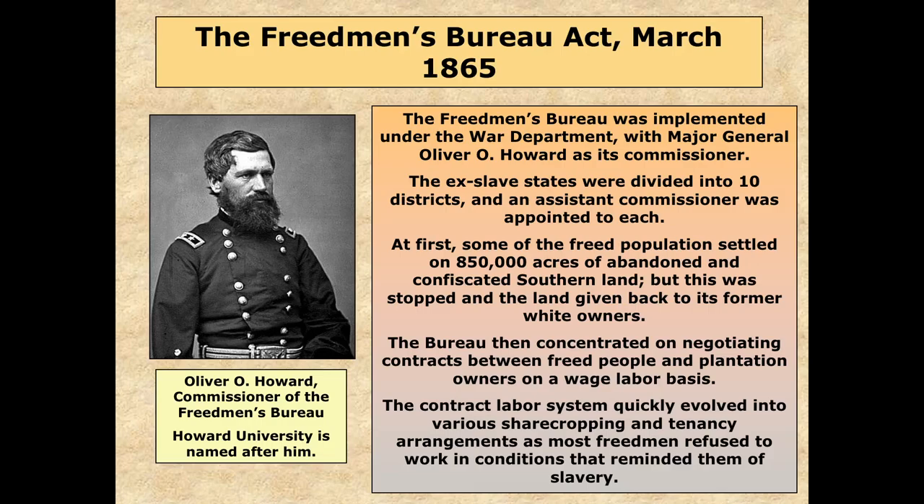So, what the Freedmen's Bureau is going to do is divide up the ex-Confederacy into 10 districts. It's not Hunger Games, guys, but anyways, Texas was part of District 5. So, each district is going to have a commissioner appointed. So, again, the bureaucratic chain is established. And one of the first things that they try to do is settle the freedmen on acres of abandoned and confiscated ex-Confederate land.